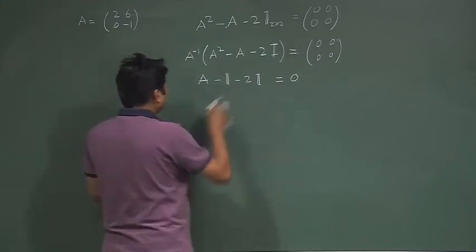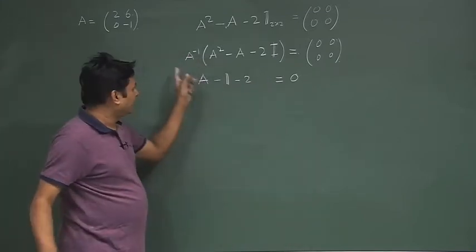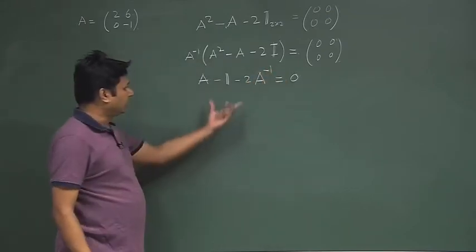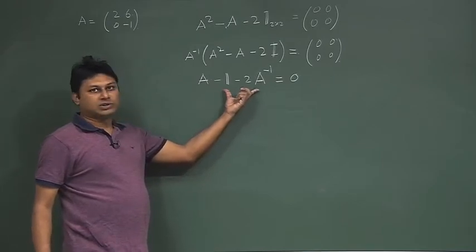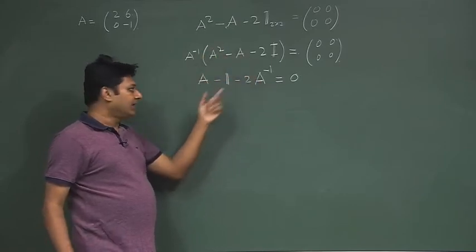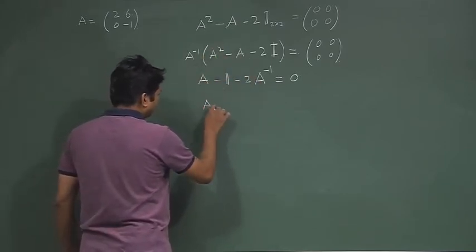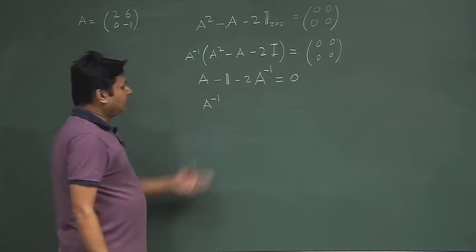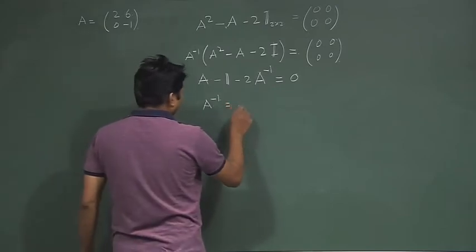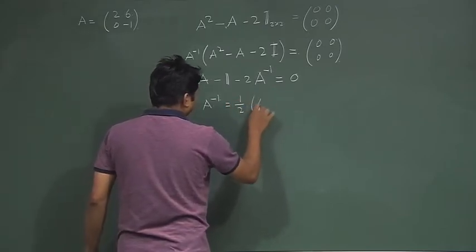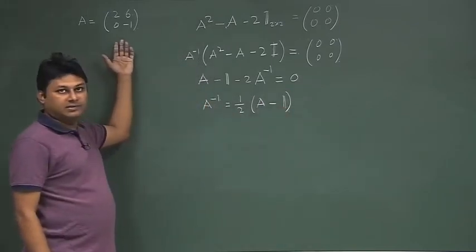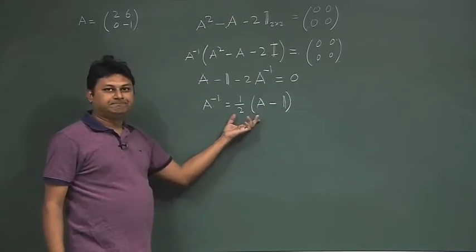I am making one mistake, it is 2 I. So when I multiplied by A inverse, it will be A inverse here. So finally I have this equation. This is a very powerful equation, in the sense that without doing anything I can calculate the A inverse. It is not always very easy to find the inverse of a matrix, but using the Cayley-Hamilton theorem I can have the inverse in a very straightforward form, at least for this given matrix.